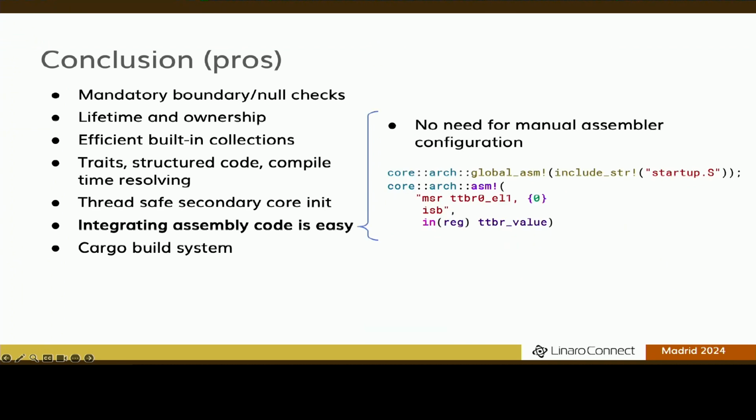Another common thing in firmware projects is to have some assembly files. Rust makes this easy too. There is no need to manually invoke the assembler from your build system. You can just use this global ASM macro instead. Also, the inline assembly is powerful. There are various other flags and details that you can provide here that we didn't show in this example.